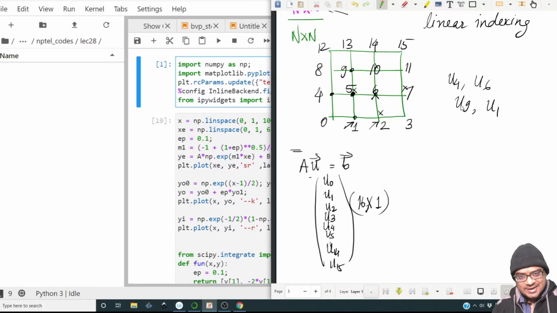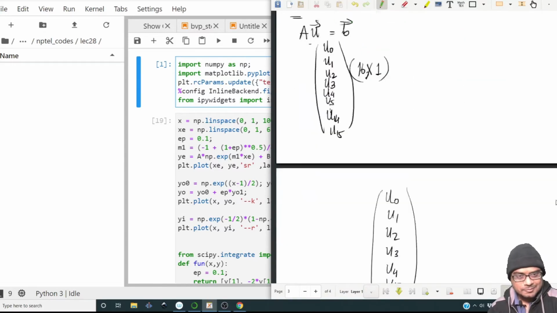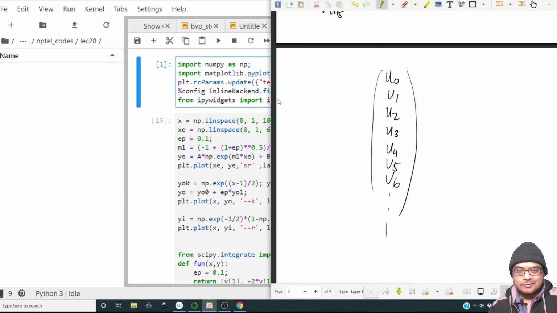plus n, where n is the number of grid points in one direction. So this is 5 plus 4, this is 5 minus 4. So it's the linear index plus n and linear index minus n, right? So the matrix A will resemble something like this.